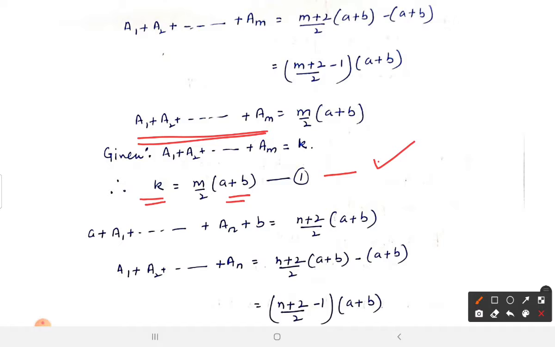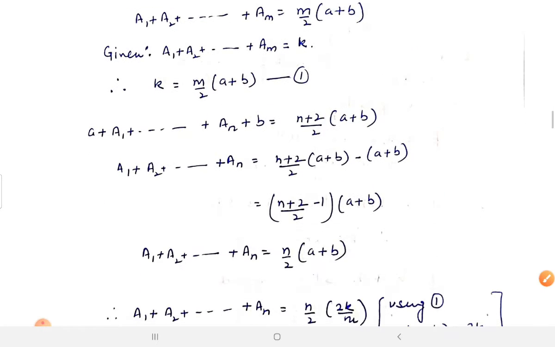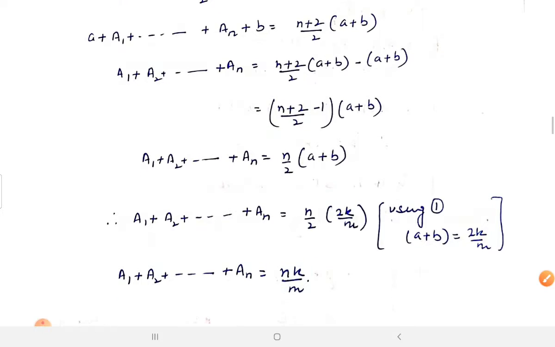We want to find the sum of n arithmetic means between the same numbers a and b. So let us find the sum of these numbers. There are n plus 2 terms. So (n plus 2) by 2, the first term is a, and the last term is b. So a1 plus a2 plus up to an is n by 2 times (a plus b).